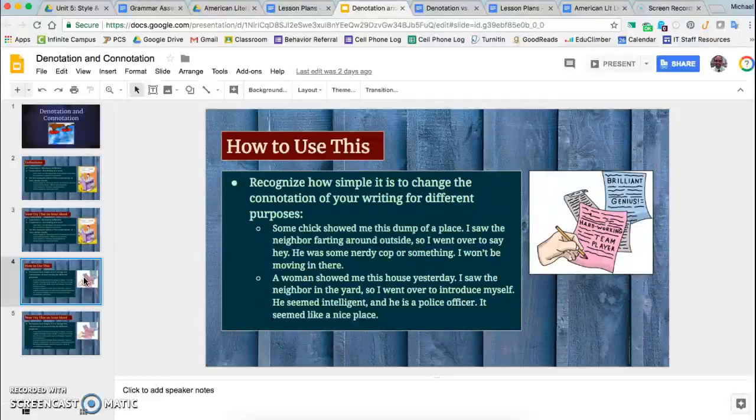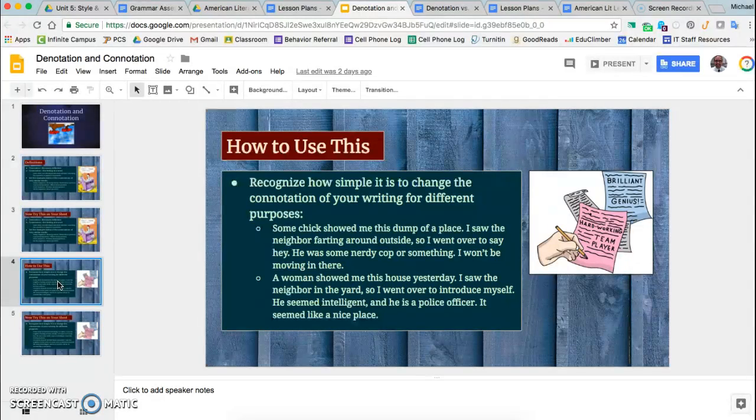Okay, so if you're ready to move on to part 3, this is the last bit of information. This is a very short slideshow with 2 slides. But I want you to recognize how simple it is to change your connotation and the actual tone of your message based on what you're trying to say or what your purpose is.